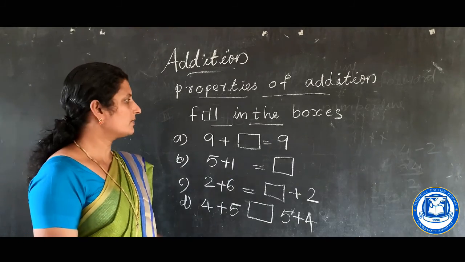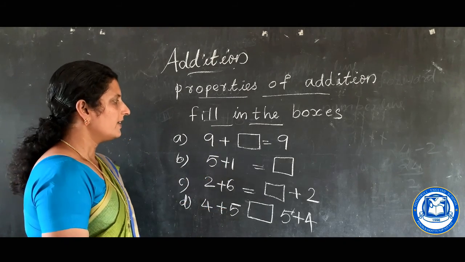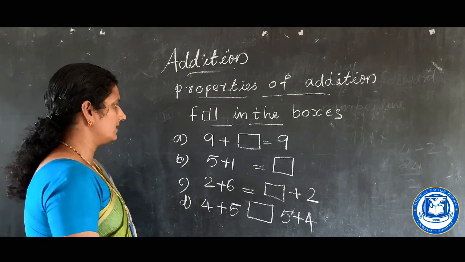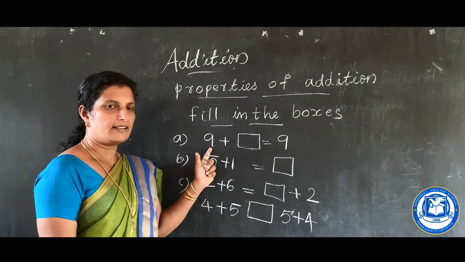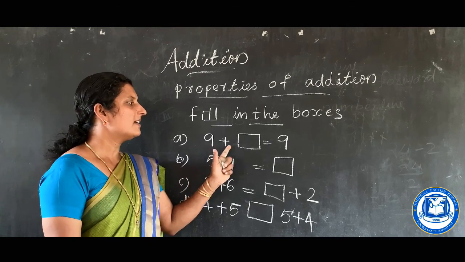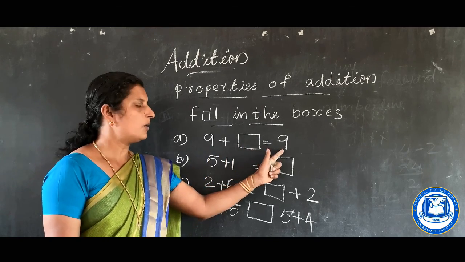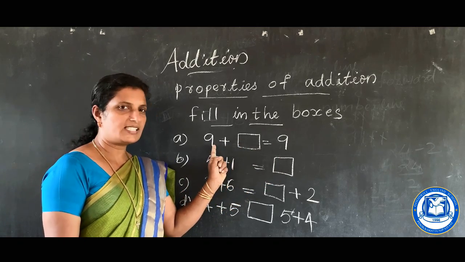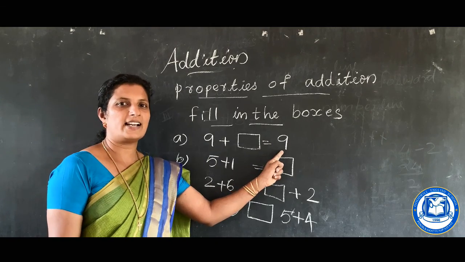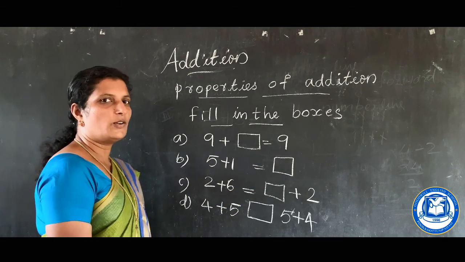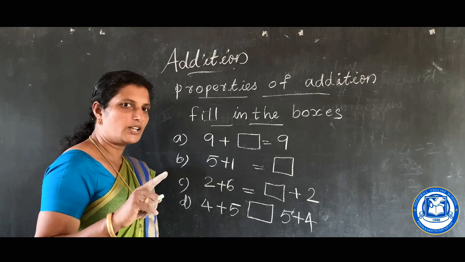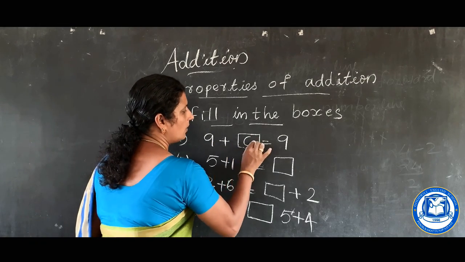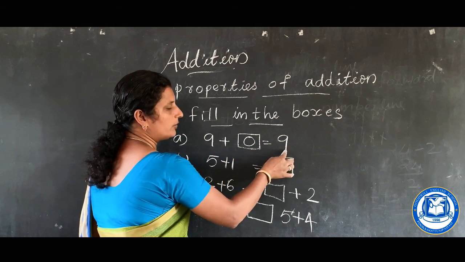Children, let us do this fill in the boxes. We can do this with the properties of addition. How are we adding these numbers? We can check here: 9 plus dash is equal to 9. Which number will we add with this 9 to get the answer 9? We know that if we add 0, then we will get the same answer. 9 plus 0 is equal to 9.